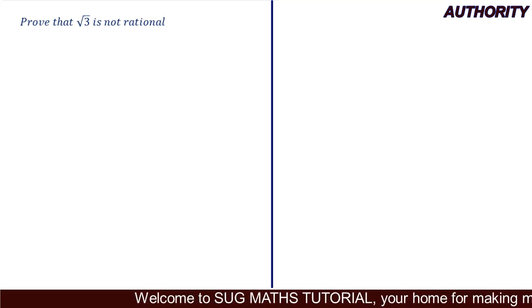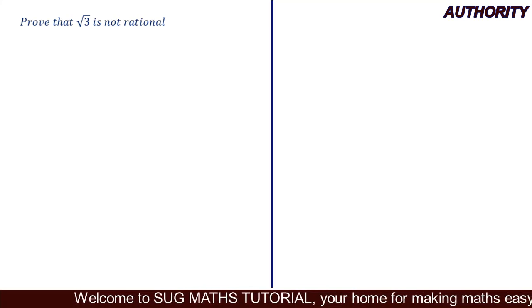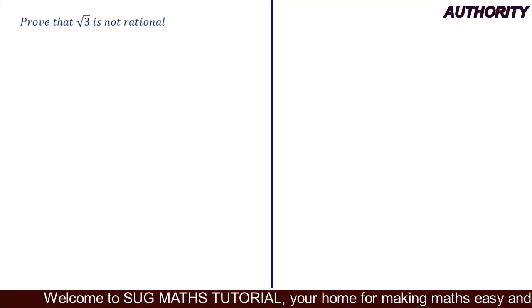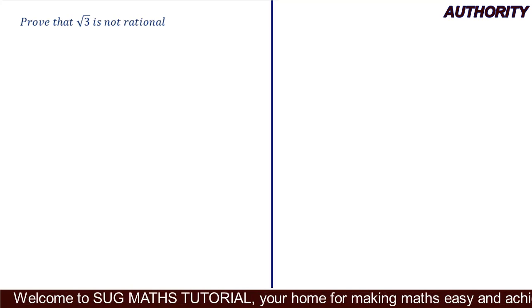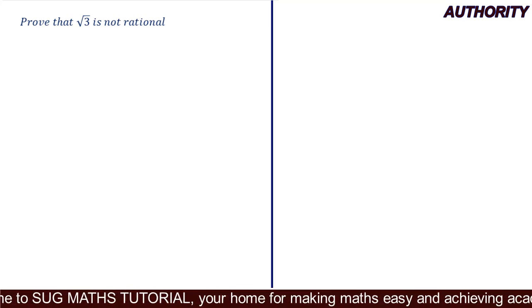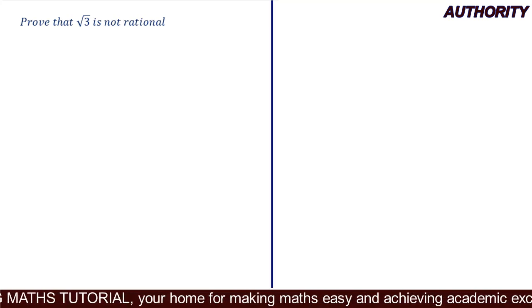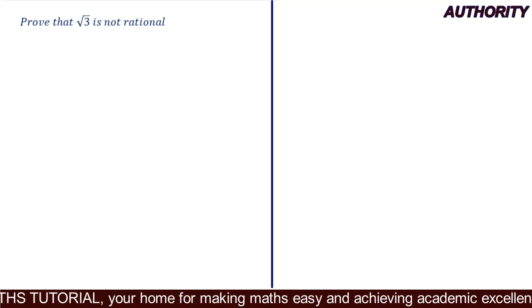Please, if you are not getting it clearly, we have a video on formation of number system. You can watch that to get some things more clearer. Now let's take a look at this. We are to prove that root 3 is not rational.